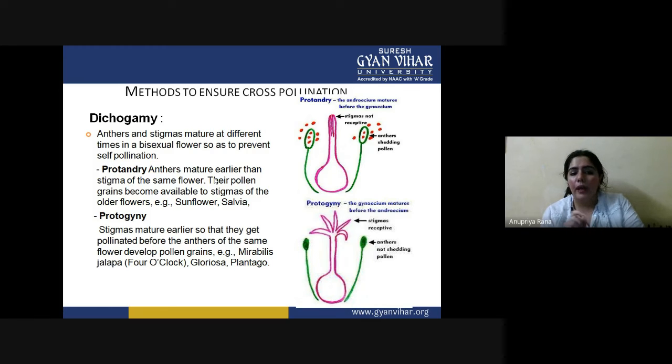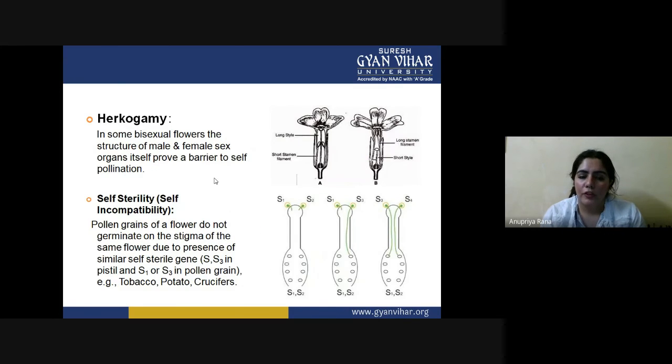Now protogyny, in which the stigma matures earlier so that it gets pollinated before the anther of the same flower develops its pollen grains. So this can be the process: protandry, anther develops first and stigma develops later. Protogyny, in which the stigma is developed earlier and the pollen is developed later. So this is a process that can lead to cross pollination.